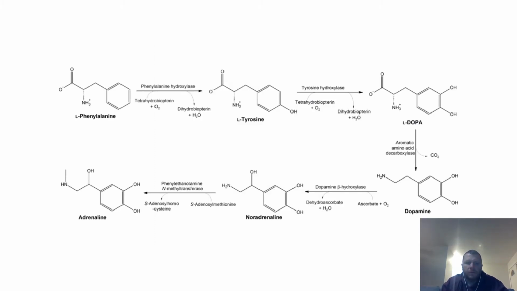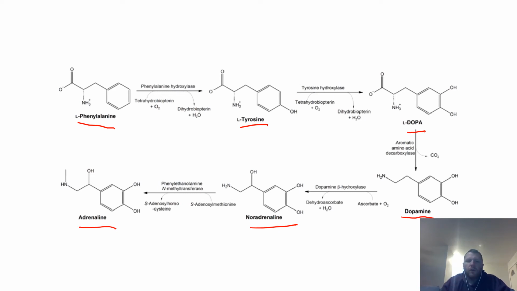Another pair of amino acids that are involved in synthesizing hormones are phenylalanine and tyrosine. This is a metabolic pathway in which we're going from phenylalanine. So basically, if you are contributing phenylalanine or tyrosine, you're ultimately going to produce L-DOPA, then dopamine, which is a precursor for noradrenaline, and noradrenaline is a precursor for adrenaline. So that's basically your quick pathway.